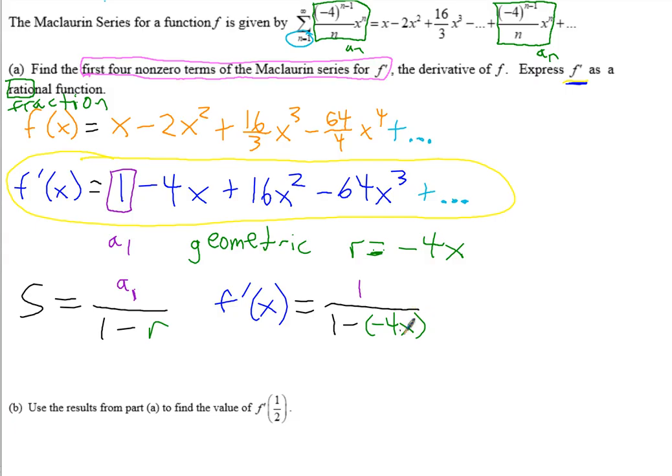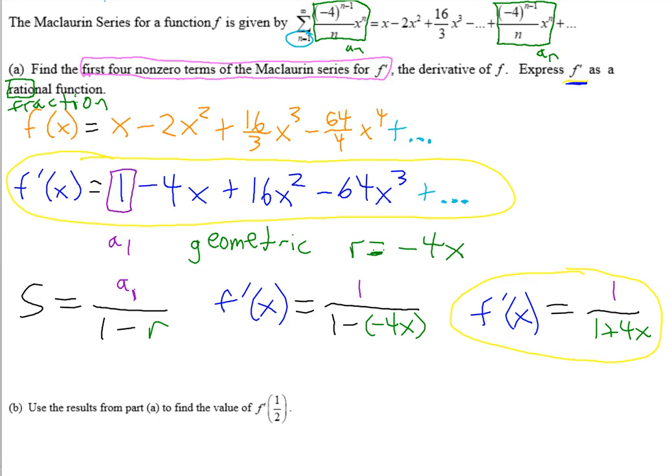So as a rational function, f prime of x is 1 over 1 plus 4x. So that's the same as this. It's just because it's geometric, you can express it in a more compact fashion. So now it's a rational function.